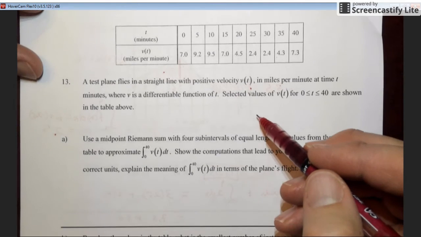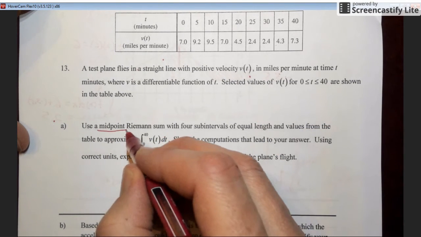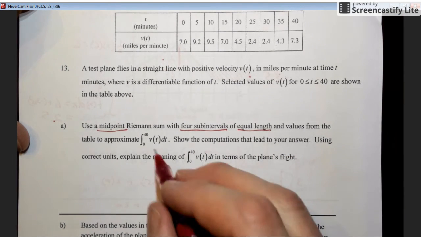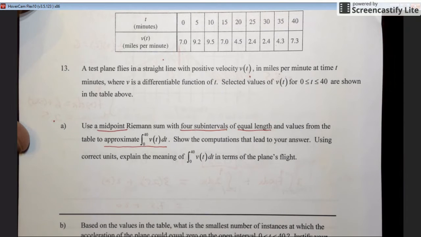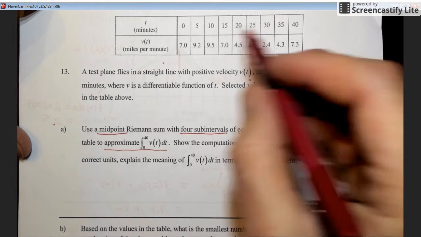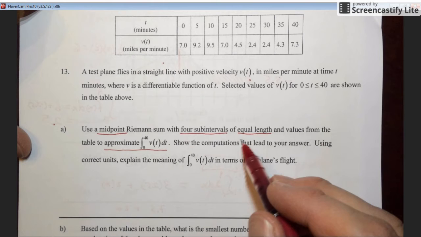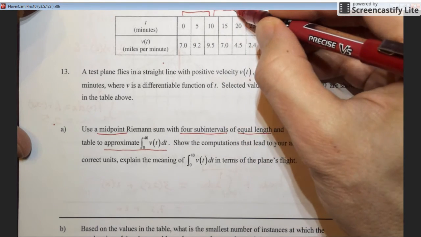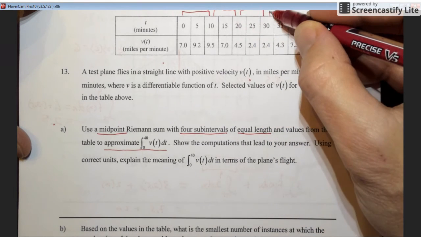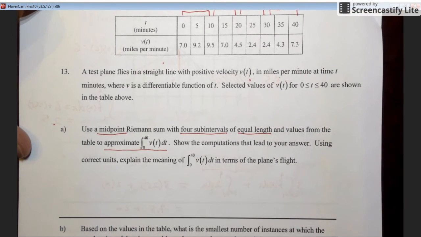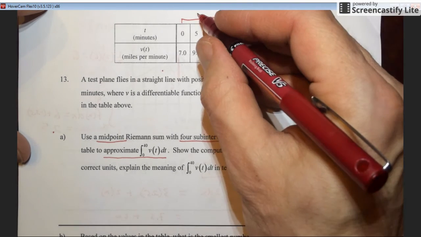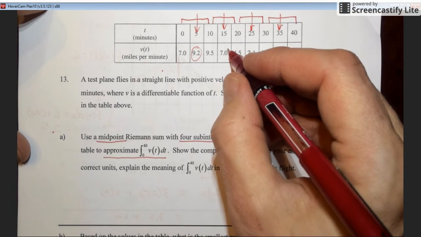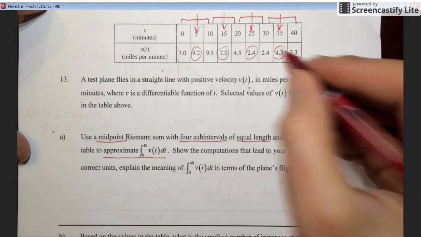Option A. Let's do a midpoint Riemann sum, 4 subintervals of equal length, to approximate the integral from 0 to 40 of V of t dt. So we have to get from 0 to 40 in 4 subintervals. We're going from 0 to 10, 10 to 20, 20 to 30, and 30 to 40. And we want the midpoint of each of those regions. That means we're going to be focusing on the 5, the 15, the 25, and the 35, and specifically the velocities at those spots.